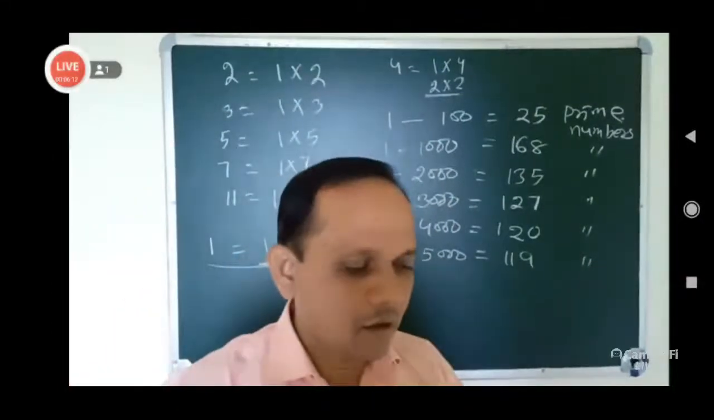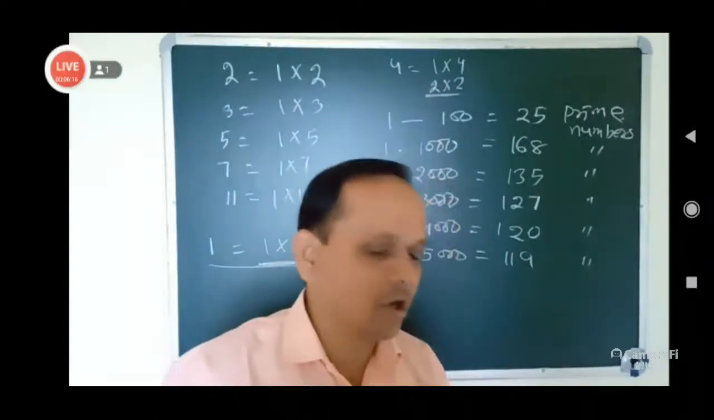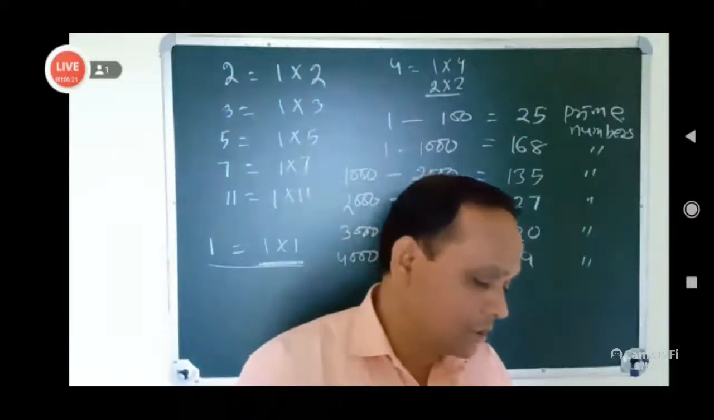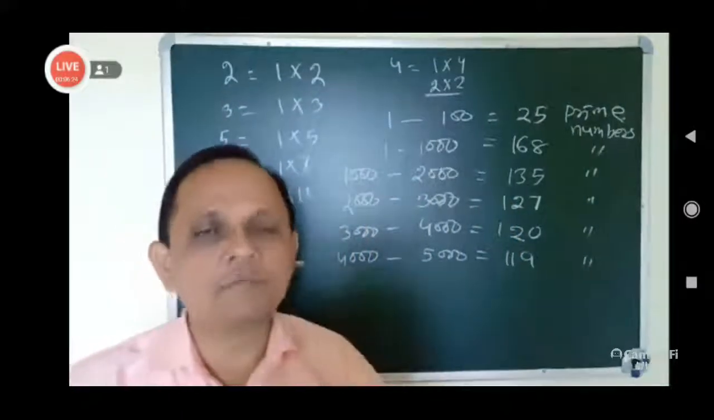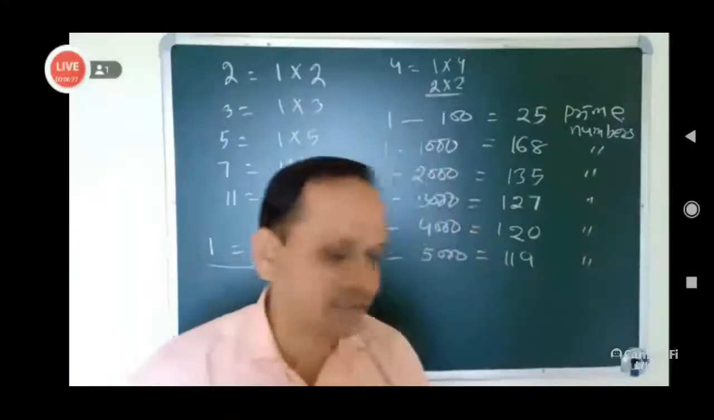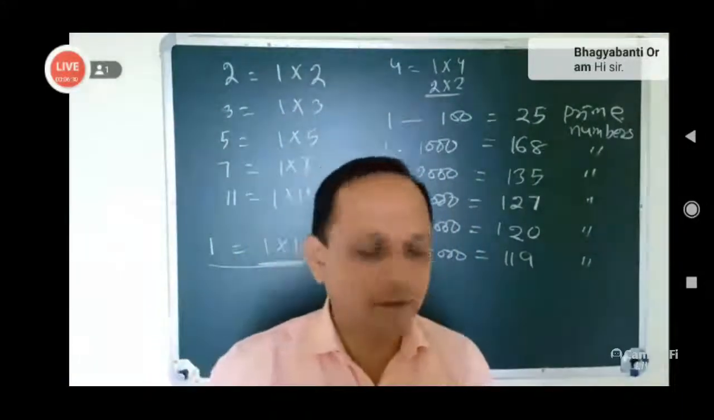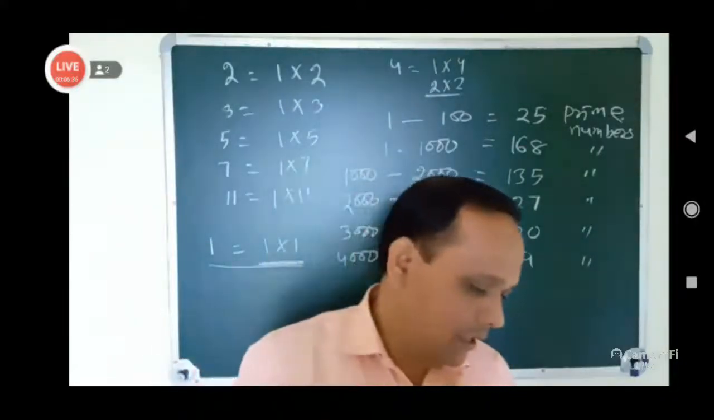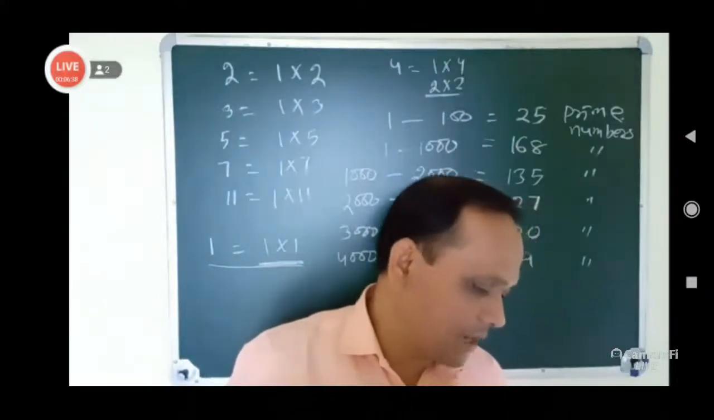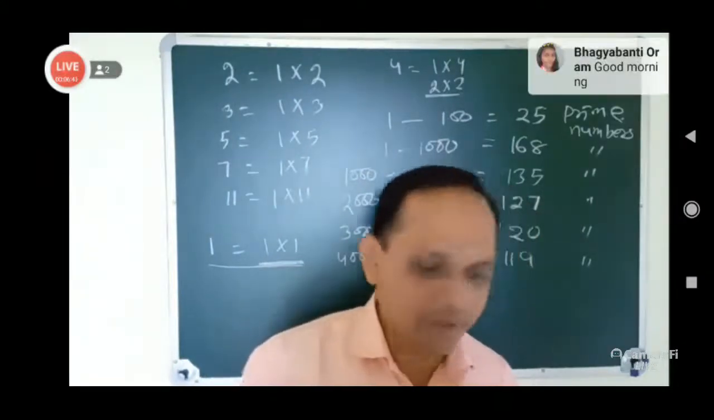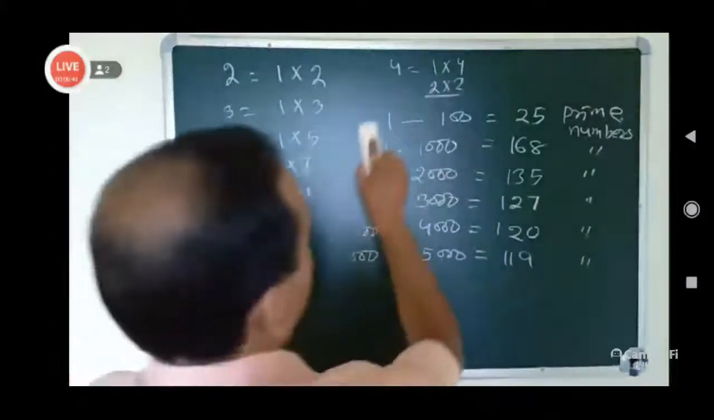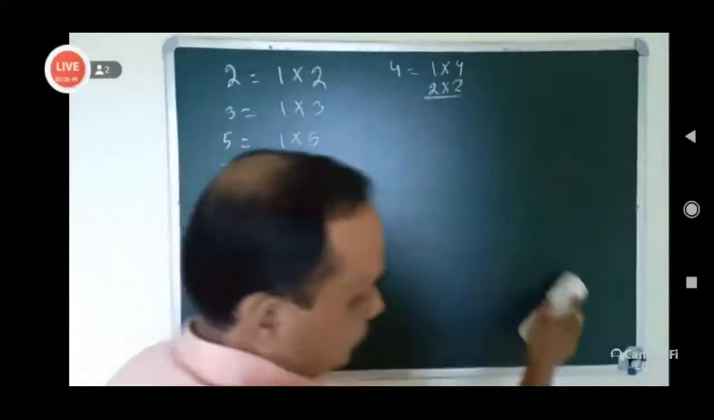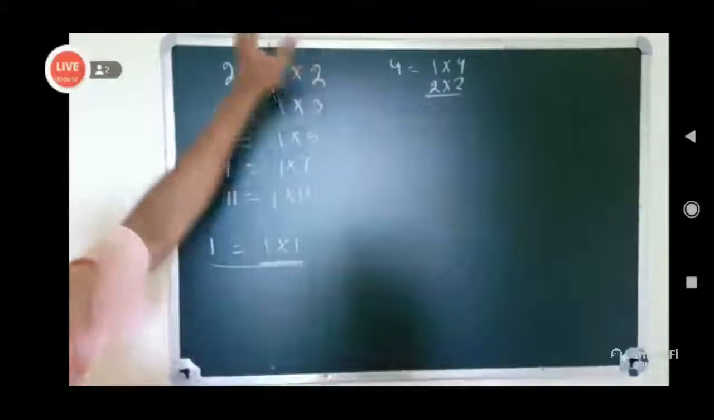What is the fundamental theorem of arithmetic? Every composite number can be expressed, or factorized, as a product of prime numbers, that is the prime factorization, and this factorization is unique apart from the order in which the prime factors occur. This is the fundamental theorem of arithmetic.